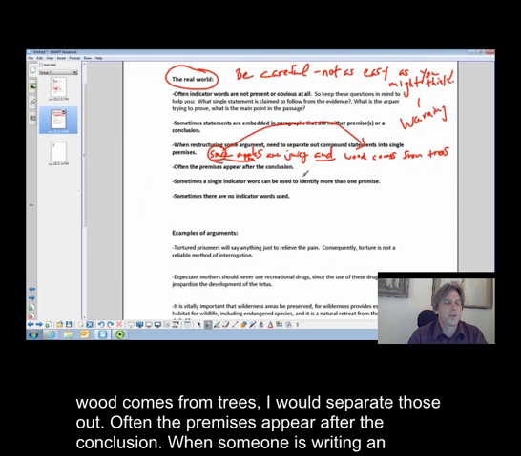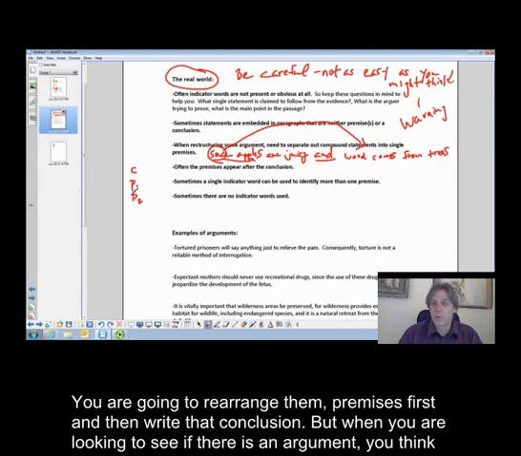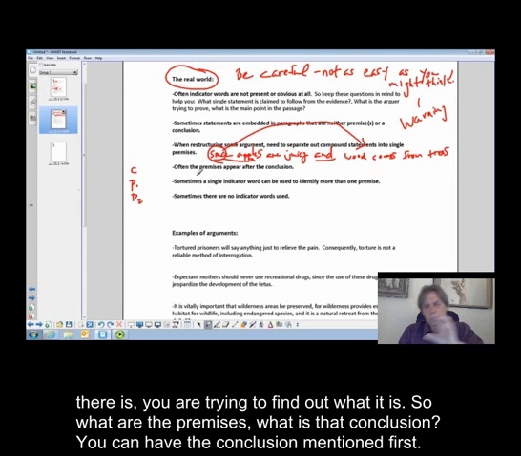Often the premises appear after the conclusion. When someone's writing an argument, they could list the conclusion first, and I'll give you some examples, and then the premises after that. Okay, so be aware of that. You are going to rearrange them, premises first, and then write that conclusion. But when you're looking to see if there's an argument, you're trying to find out what it is, so what are the premises, what is that conclusion? You can have the conclusion mentioned first.